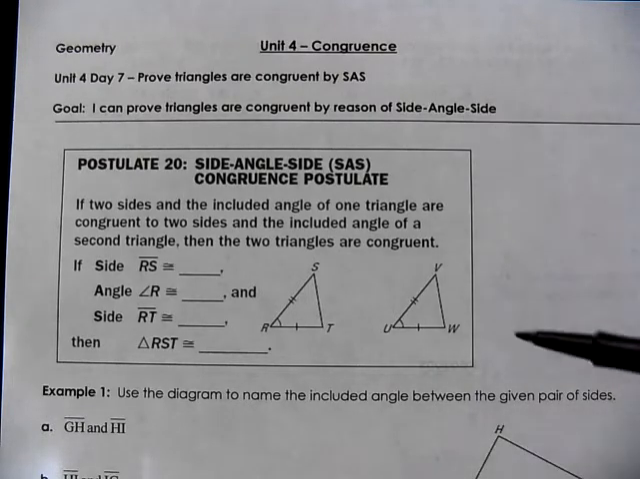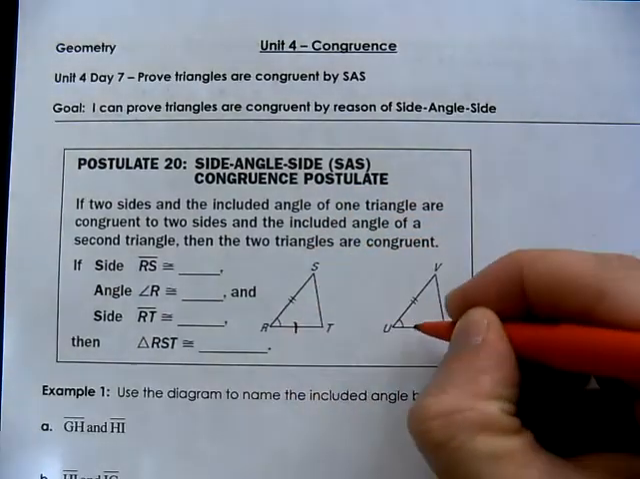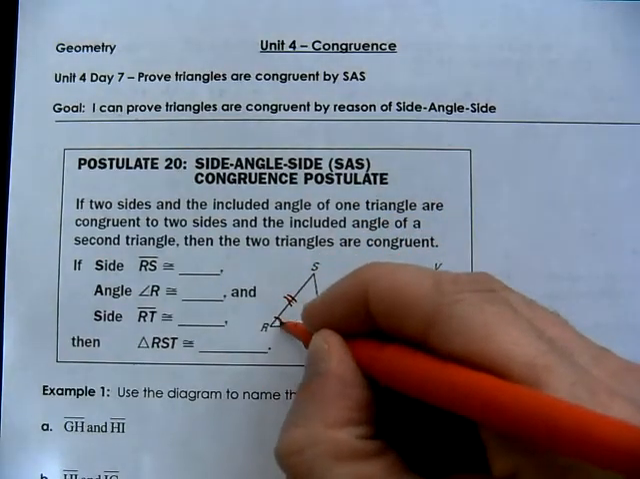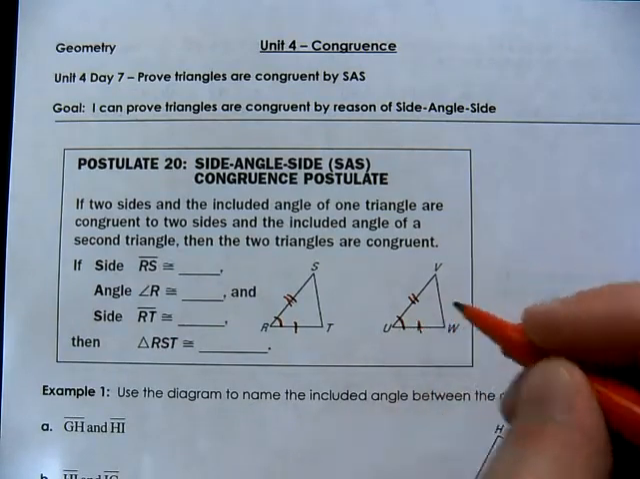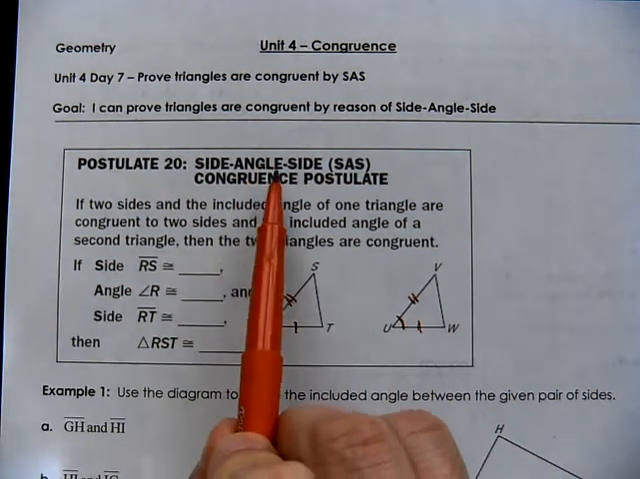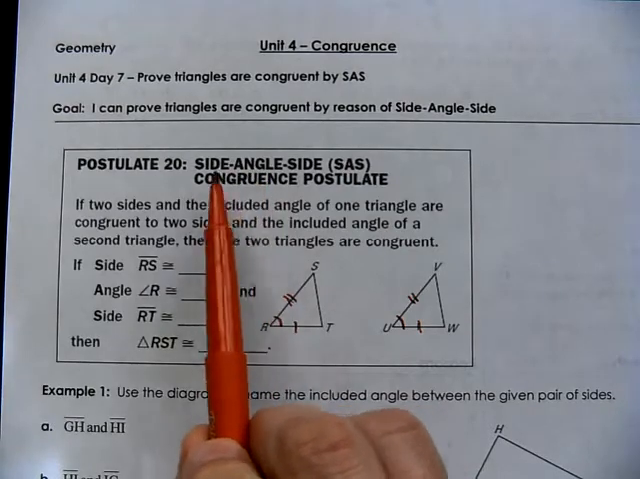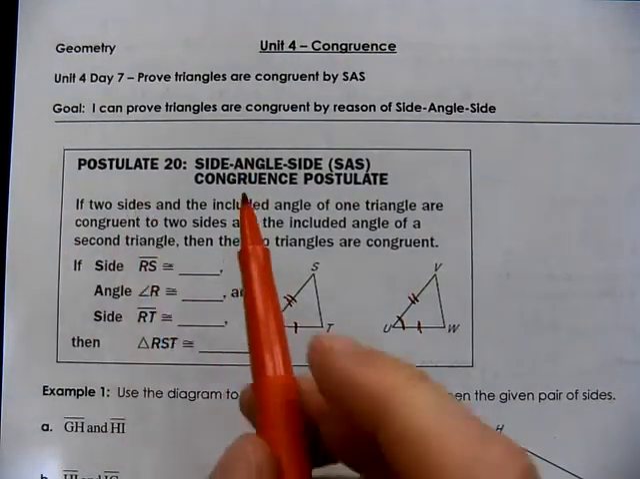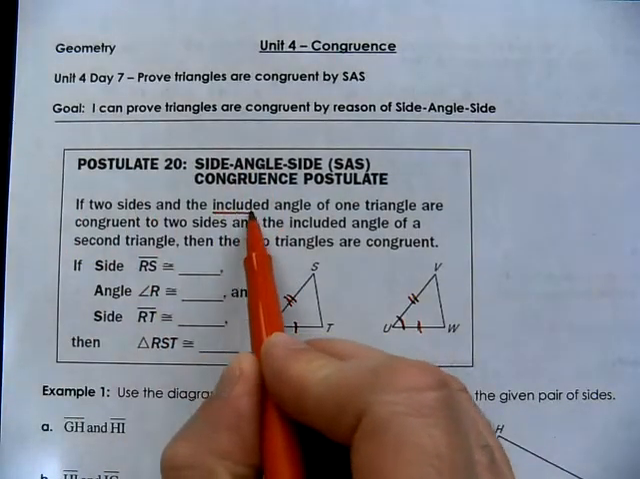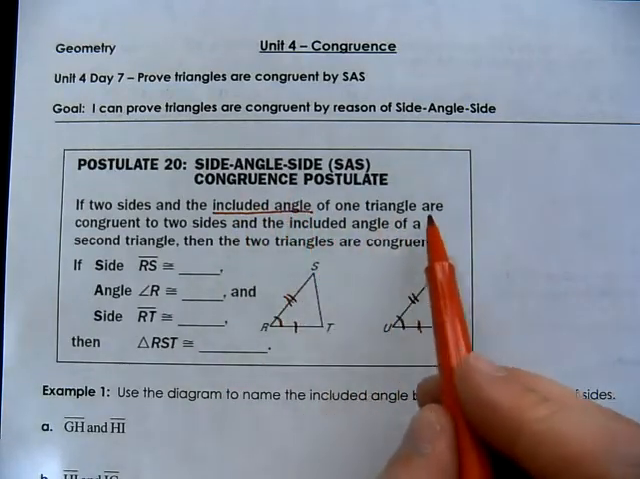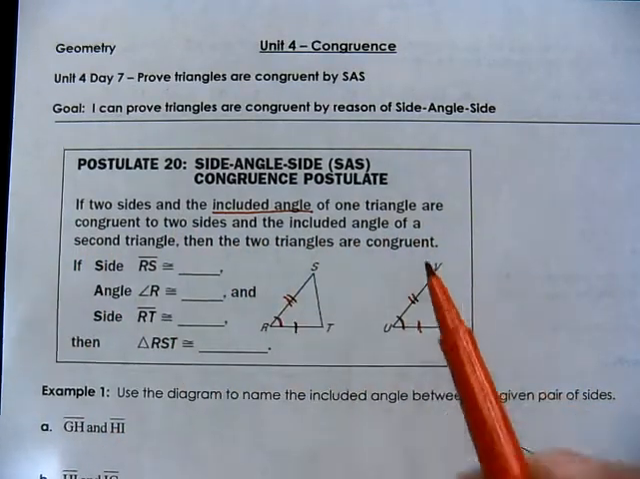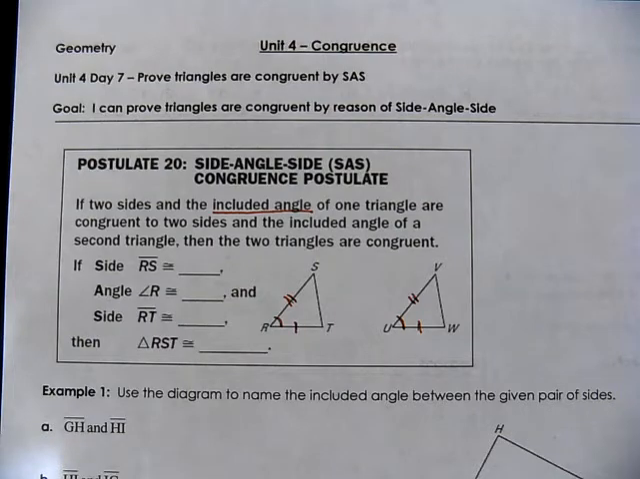So this is a summary of the pattern right here. You can see the markings on the diagram. So here's one pair of congruent sides, here's a second pair of congruent sides, and then here's a pair of congruent angles. But what's most important is that the position of the angle must be in between the two marked sides, and that's what this says right here. If two sides and the included angle, and I'll talk about that in just a moment, of one triangle are congruent to two sides and the included angle of the second triangle, then the two triangles as a whole will be congruent.